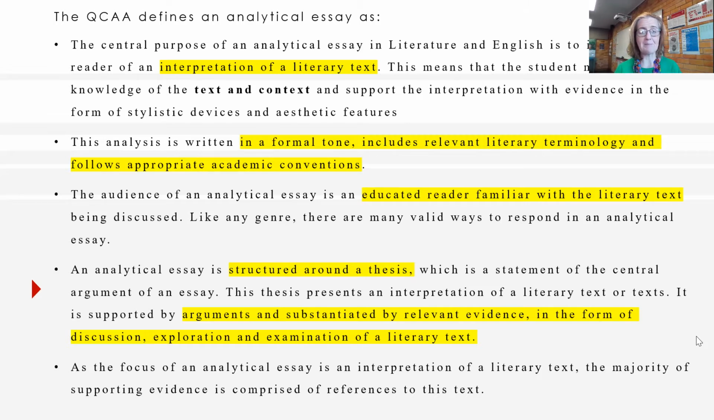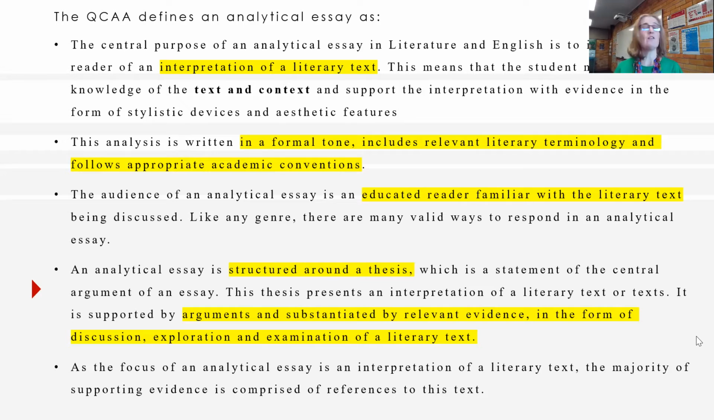Because we're aiming for a formal tone, this means that we use correct literary terminology. So it's important that we know what a motif is, what a symbol is, what dramatic irony is, or how we make reference to it in a grammatically correct sentence as part of an essay. And we also have to use appropriate academic conventions.